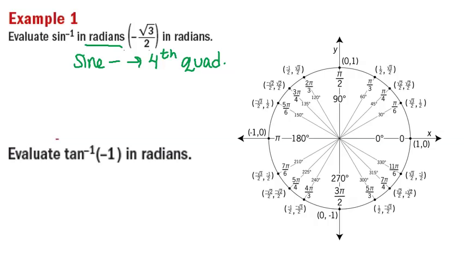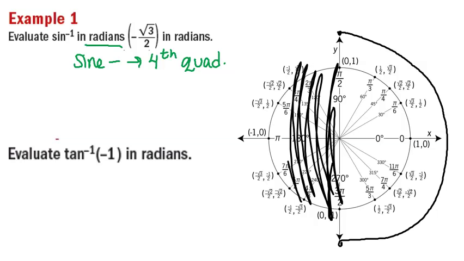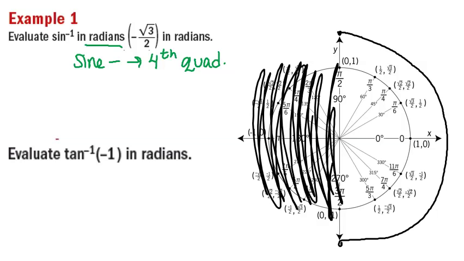So I'm going to look at my fourth quadrant on the unit circle, and remember, we're only looking from pi over 2 around to negative pi over 2, which means I'm not even going to look at the second half of the circle, so I'm just going to black it out. Okay, so I'm looking for negative root 3 over 2 for sine, that's the y coordinate, is right down here.